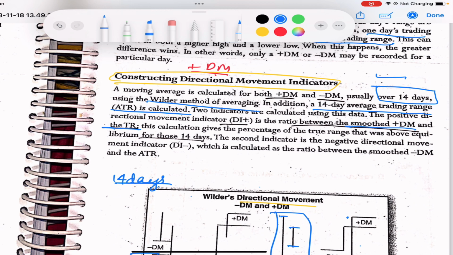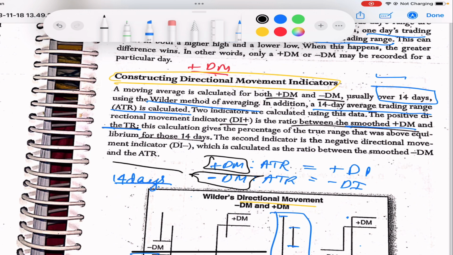DM, we know what DM is and we know how to calculate the DM. So when you take the ratio between the plus directional movement and the ATR, then we get the plus DI. And how do we get the negative? Same way, minus DM ratio with the ATR will give you the minus DI. And this is going to be for 14 days. Keep that in mind. The period is 14, and the plus DM and the minus DM, whatever we are going to calculate, it will be in smoothed nature.